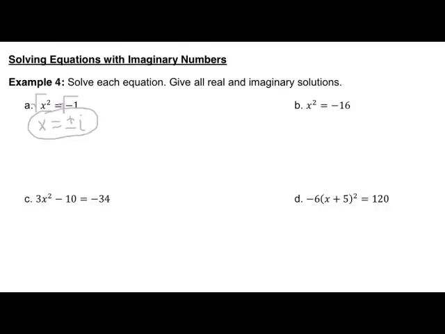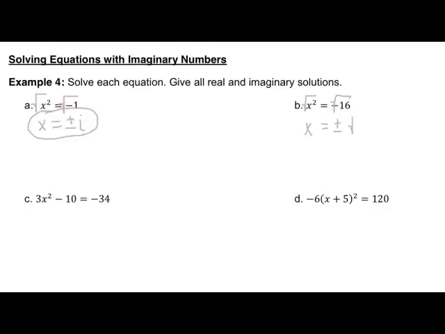For part B, we have the same type of thing. We just have x squared by itself. Since we have no x term, we know we can take the square root of both sides. The square root of x squared is just x. The square root of -16. Remember your plus or minus, positive or negative.